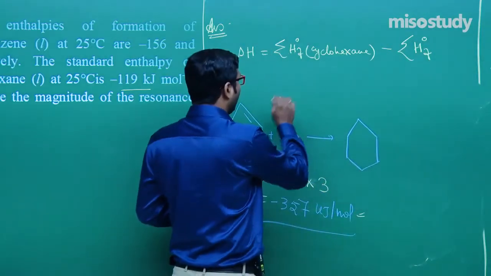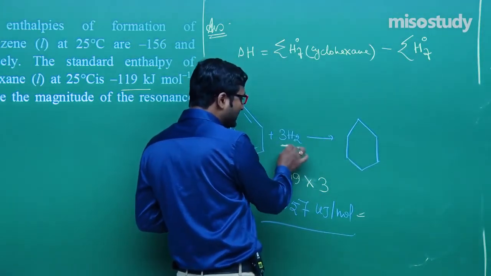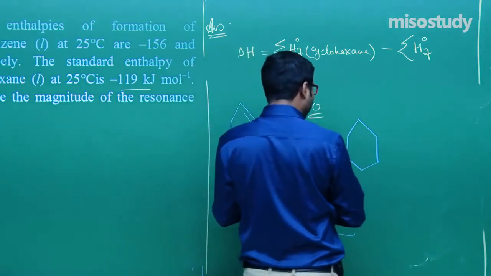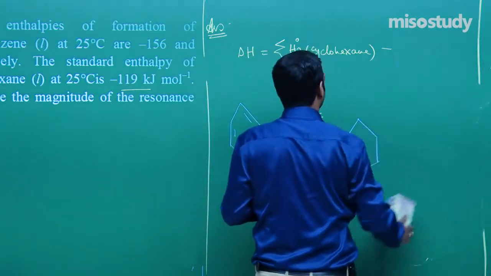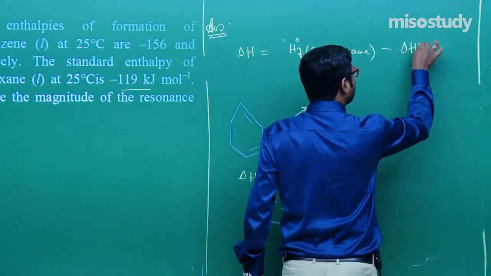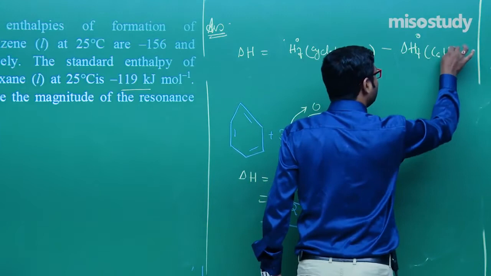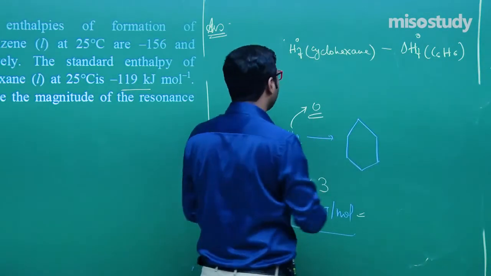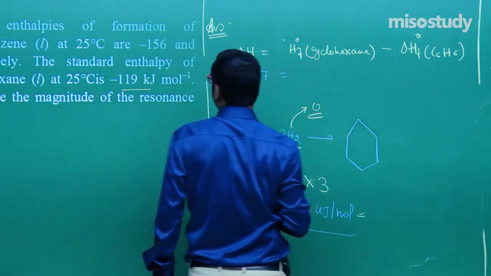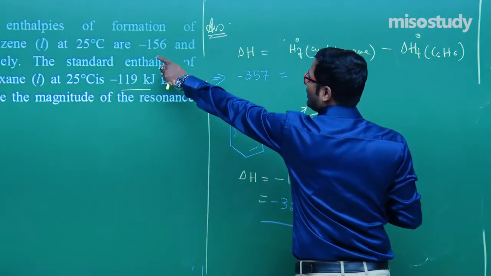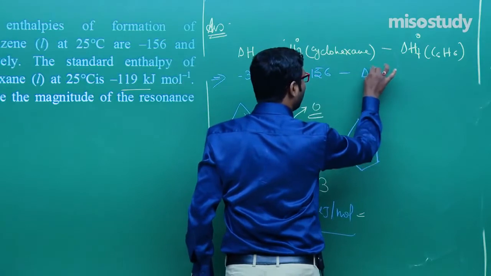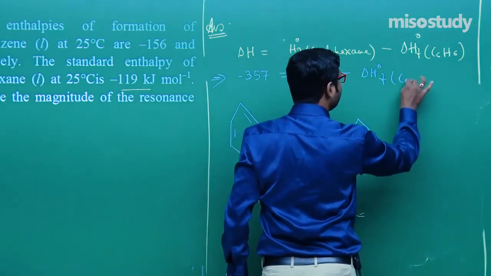Now look at here. In this case, there are 2 reactants, but it is standard condition. So, heat of formation is taken as 0. So, what will happen? Directly we can write like this: delta H formation of cyclohexane and delta H formation of benzene. Clear? Now, put this value: delta H is equal to minus 357 is equal to, what is the value of cyclohexane formation? That is minus 156 minus delta H formation of C6H6.